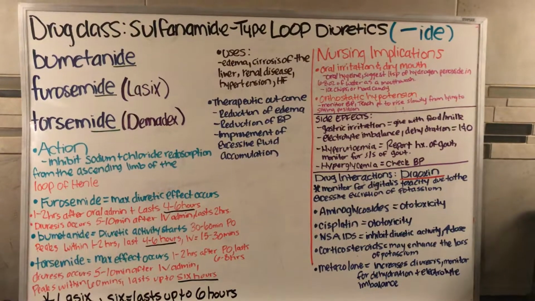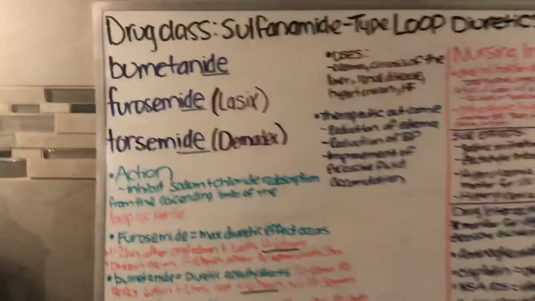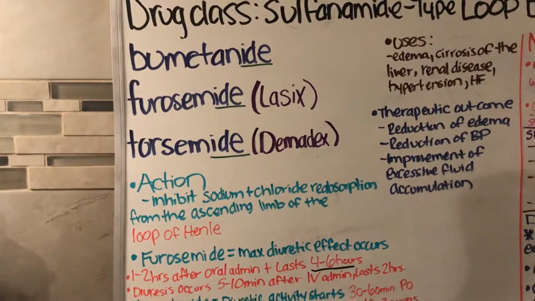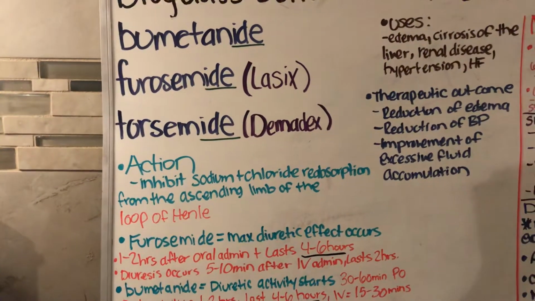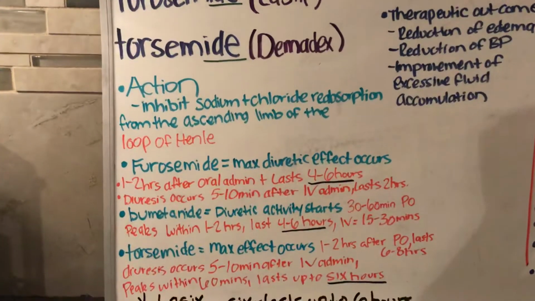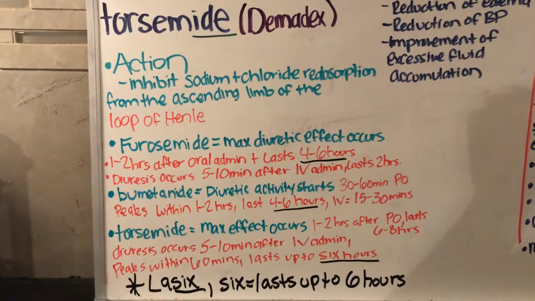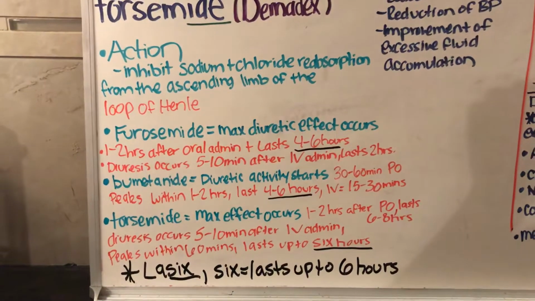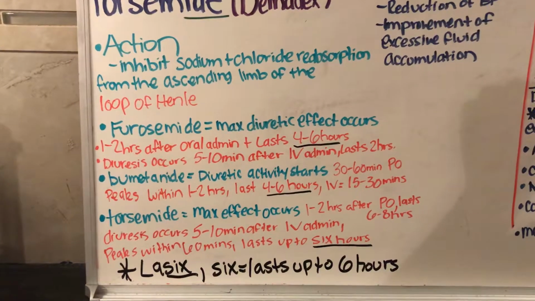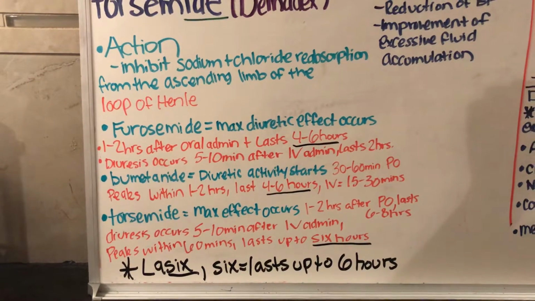Sulfonamide type loop diuretics, they end in the suffix IDE. So you have bumetanide, furosemide, which is Lasix, and torsemide, which is Demadex. So the action of these diuretics are to inhibit sodium and chloride reabsorption from the ascending limb of the loop of Henle.